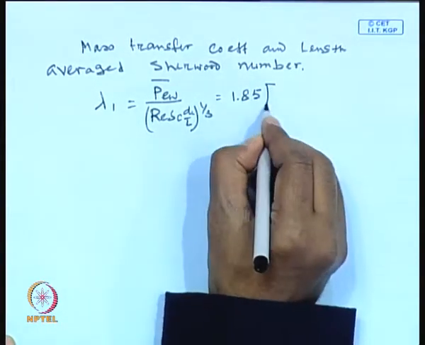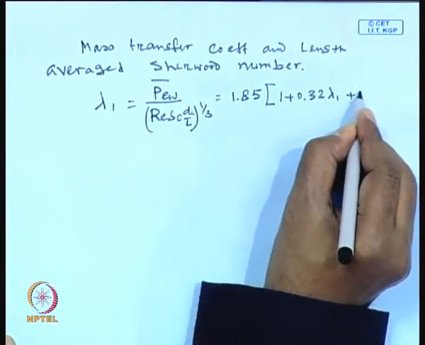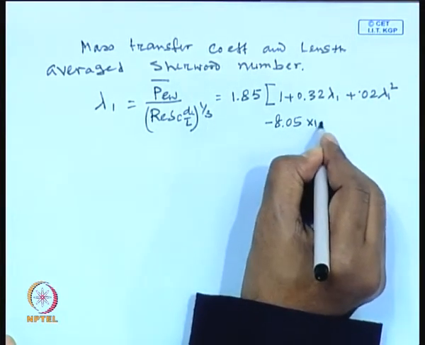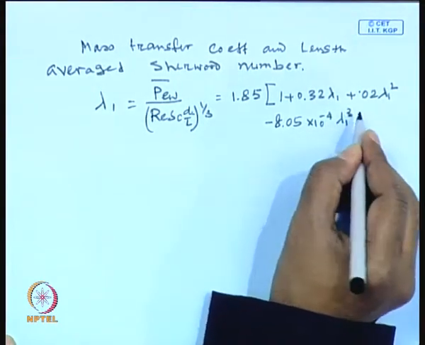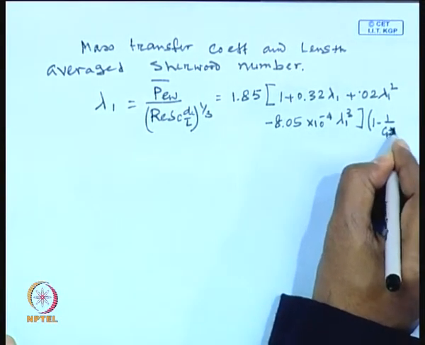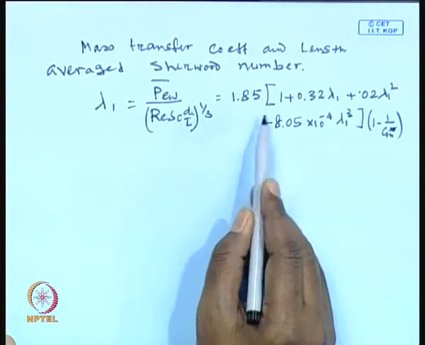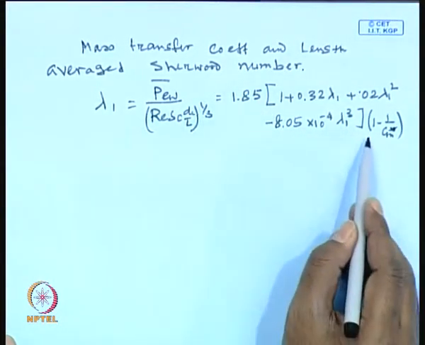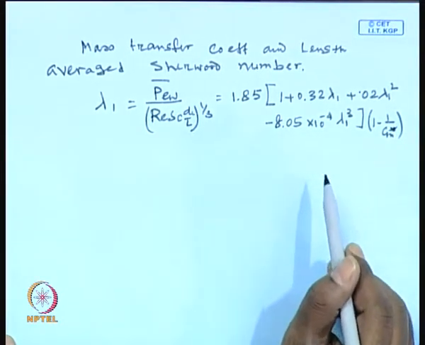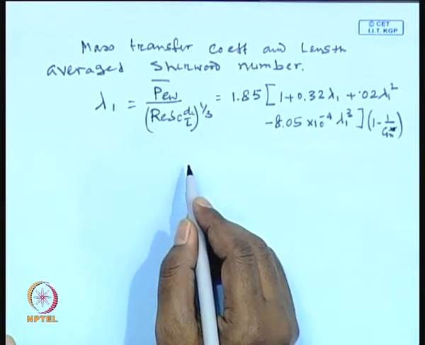1.85 into 1 plus 0.32 lambda 1 plus 0.02 lambda 1 square minus 8.05 into 10 to the power minus 4 lambda 1 cube, times 1 minus 1 over Cm star. This gives Pw is equal to 1.85 Reynolds Schmidt d by L raised to the power 1 upon 3, times k times 1 minus 1 by Cm star. I think we derived these in the class earlier. So, you will be getting two equations.